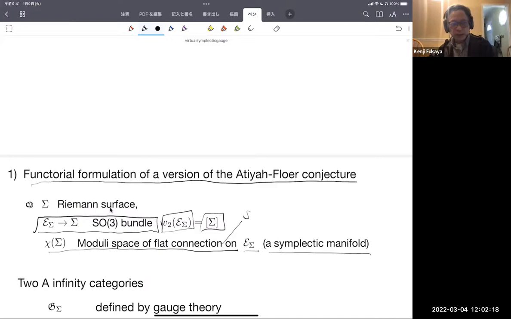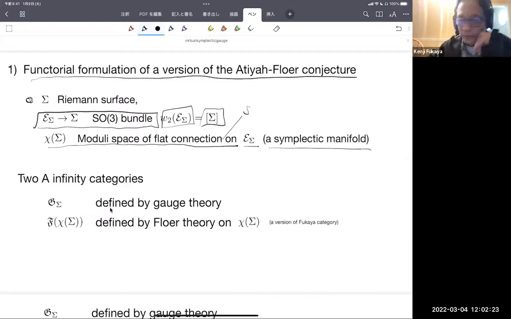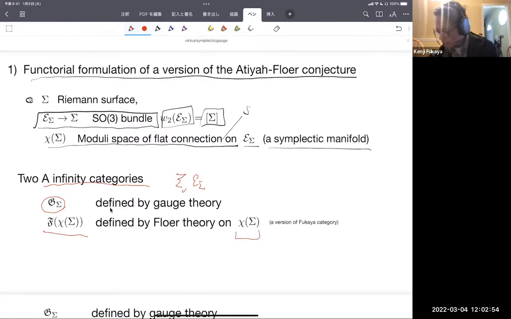I am going to define two A-infinity categories. For each given sigma and also this E of sigma, I will define two A-infinity categories. One is Gain of sigma, which is defined by gauge theory. And I will define another A-infinity category, which is defined by Lagrangian Floer theory, so symplectic geometry on this space of flat connections. Let me start with the definition of Gain of sigma.